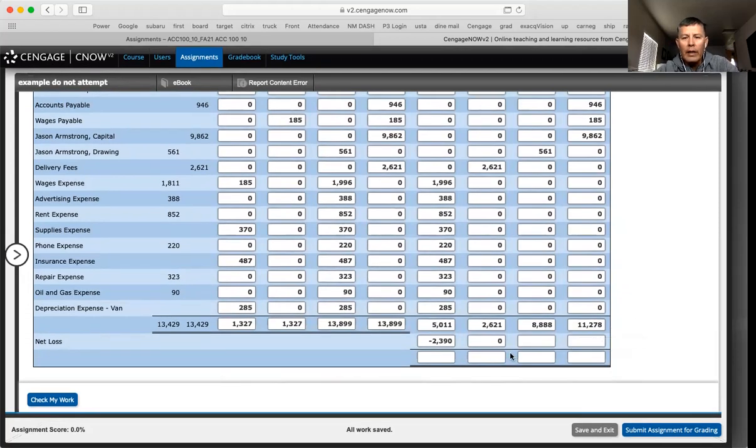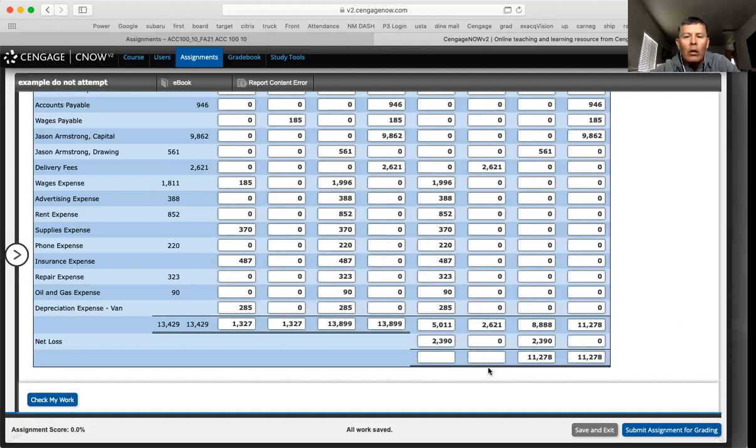The reason why is we're finding money. Notice there's a difference there because there's a negative here. So we have a net loss, 2390. So our 2390 here, this is where this comes in. You put a 0 here, 11,278 here. So when we add these two up, 8888 plus 2390 gives us 11,278. Notice that balances.